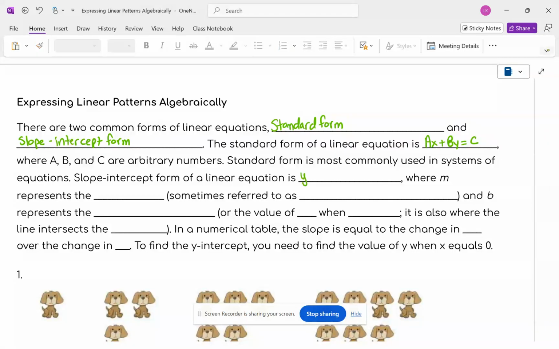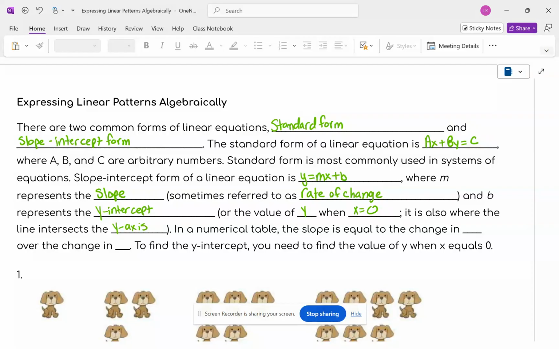And that looks like y equals mx plus b, where m represents the slope, which is sometimes referred to as the rate of change. And b represents the y-intercept. And when we talk about a y-intercept, that is the value of y when x equals 0. It's also where the line intersects the y-axis if you're thinking about it on a graph.